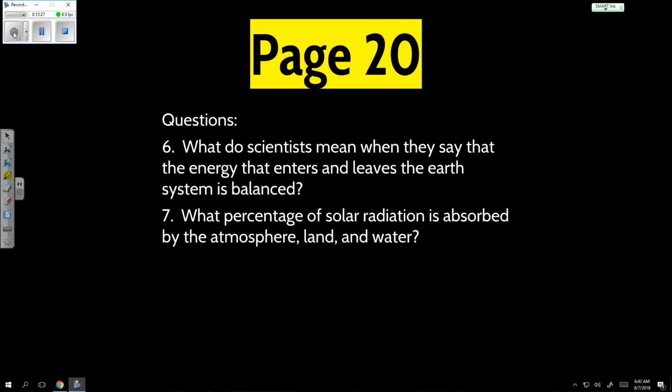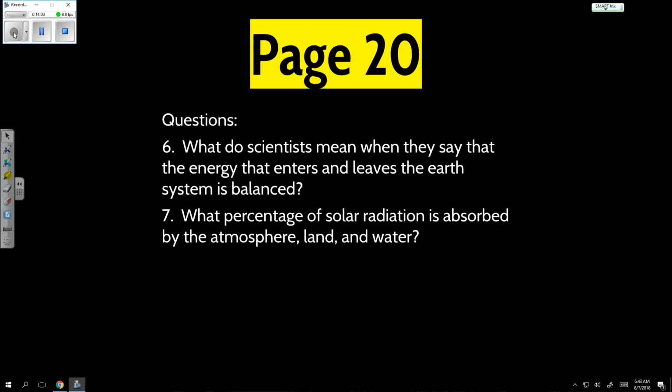Highlight those sentences. Your answer for question number 6, which is, what do scientists mean when they say that energy that enters and leaves the Earth system is balanced? That means the amount of energy that enters the system is the same as the amount of energy that leaves the system. In other words, the energy that enters and leaves the system is balanced.